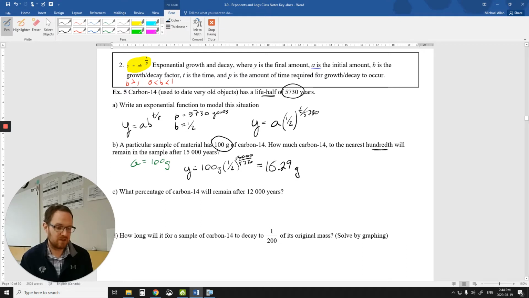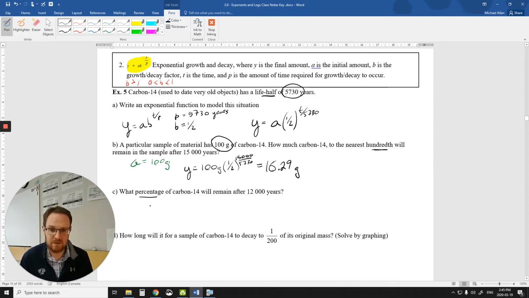16.29 grams, which is approximately an eighth of this number. Well, just a little bit more than an eighth, but that's fine. All right, it's not quite 3 half-lives here. Looks pretty good.